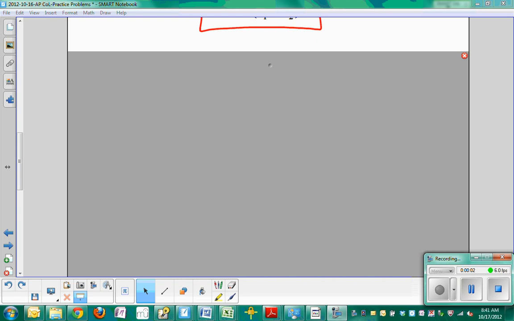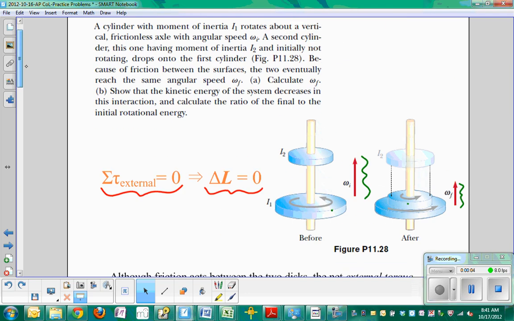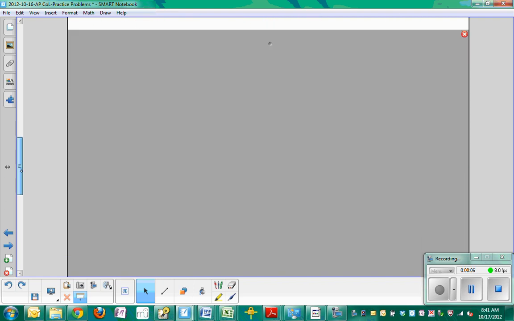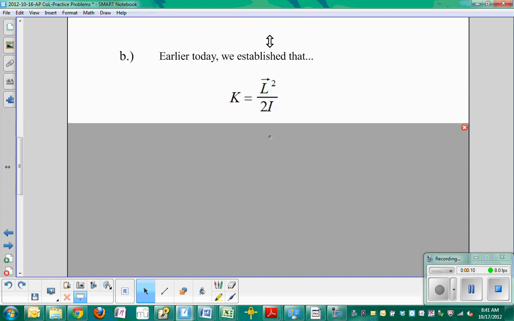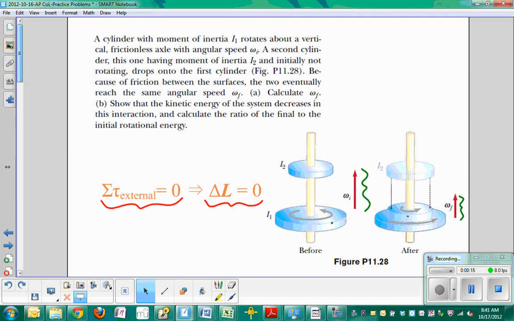All right, back to the two-disc problem. We're just working on part B now. And part B, remember, looking back, we established earlier today, asks: show that the kinetic energy of the system decreases in this interaction and calculate the ratio of the final to the initial rotational energy.